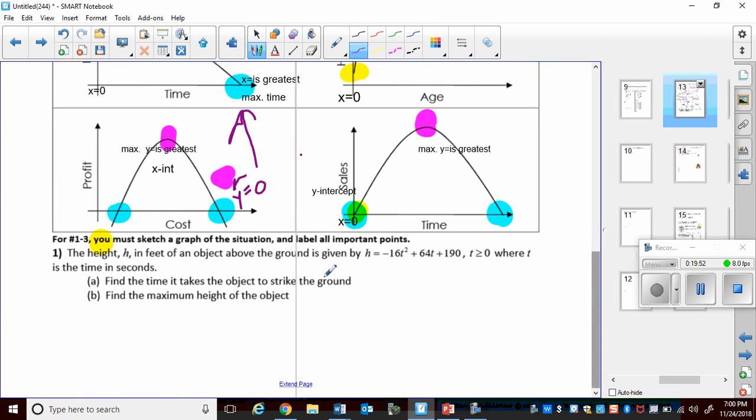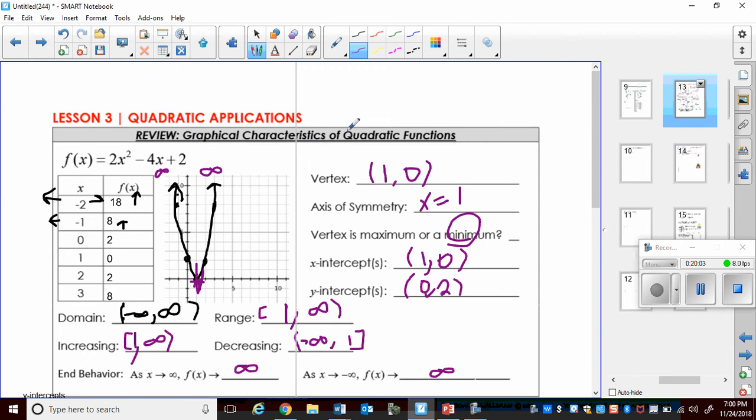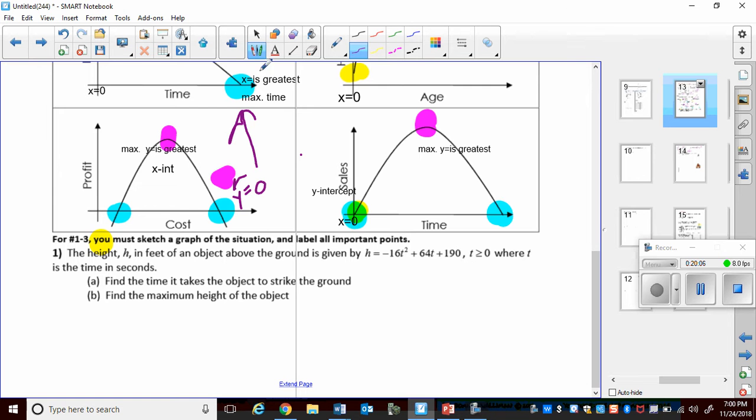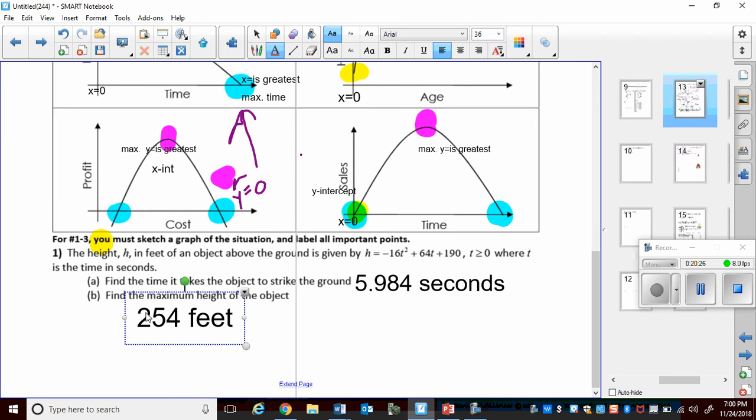It says, find the time it takes for the object to strike the ground. The object is at rest at my x-intercept. This is the time it takes for the object to hit the ground. So my answer is 5.984 seconds. The maximum height is 254 feet. That is the y value in the maximum. So this actually doesn't take much time.